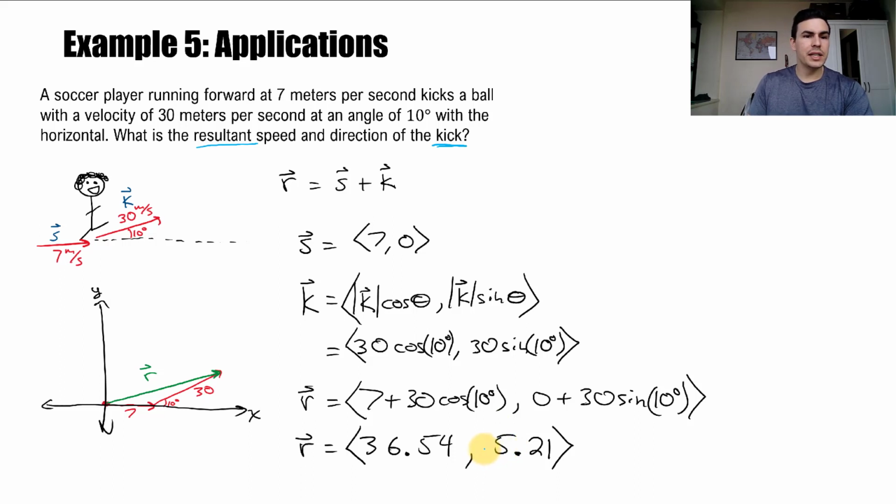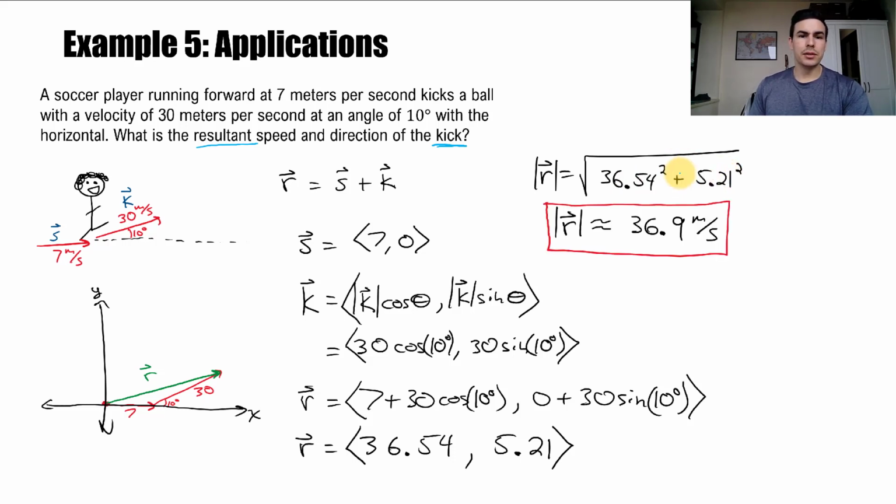But it is asking for the speed and direction of the kick. So the resultant speed is going to be the magnitude of our resultant vector, right? So we need to find the magnitude, which we know how to do. That's just going to be the square root of our components squared and then added together. So if you plug this into a calculator, you'll get an approximate magnitude of 36.9 meters per second.